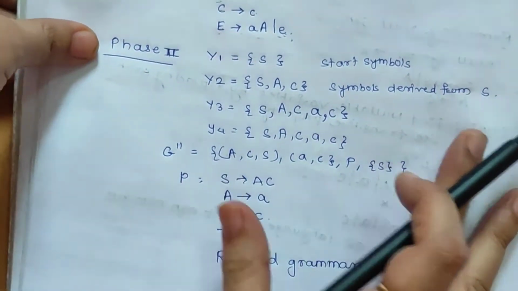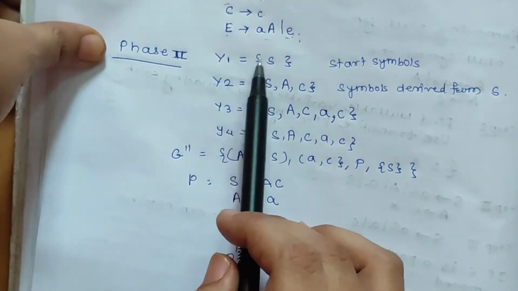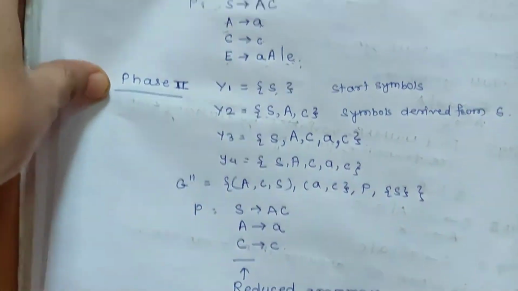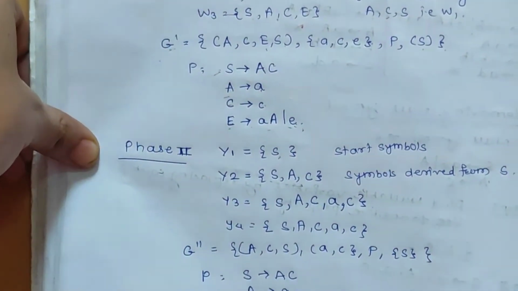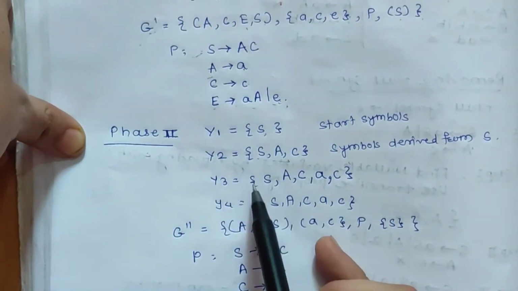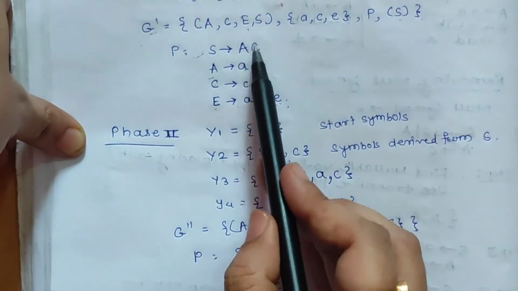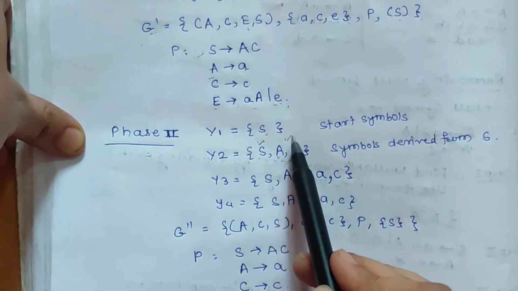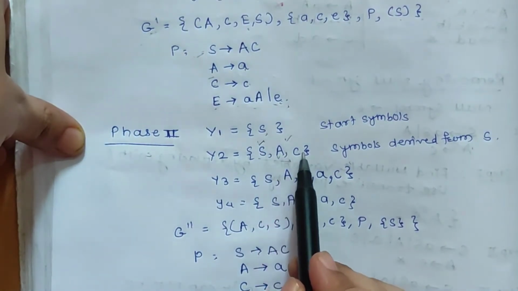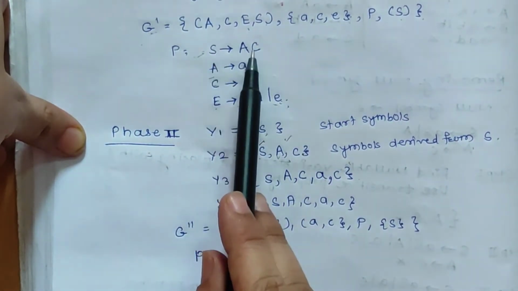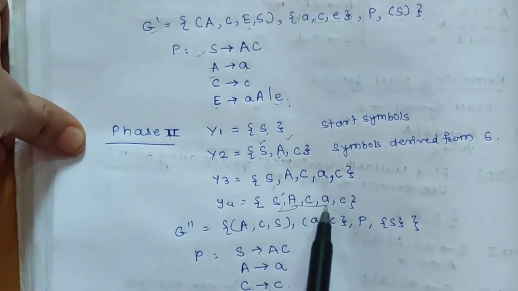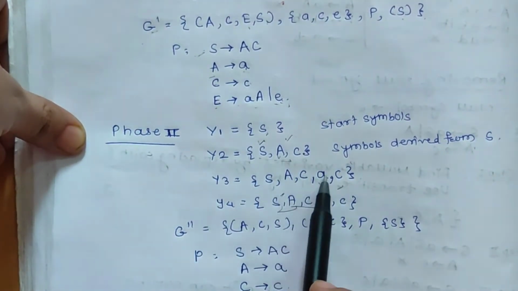In phase 2 again we have to make a list of start symbol and symbols derived from start symbol. So symbols which are derived from start symbol are, you can see here, start symbol will be there, and again A and C are derived from start symbol. So these symbols will be added here. Again symbols derived from S, A and C include S, A, C, and after that small a and small c. So this is the symbols derived from S, A, C, a, c.